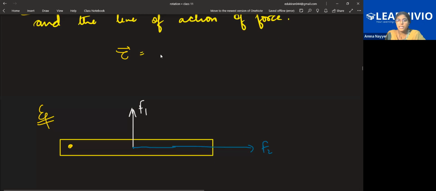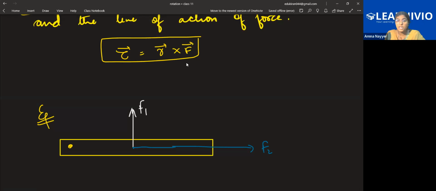Torque's formula is R cross F. The result of a cross product is always a vector, so torque is also a vector quantity. Its SI unit, because force is getting multiplied by the radius, is Newton meter. It's a very important topic. The way we talk about forces in every question, in every chapter, this is the significance of torque, because it is also a force, and you know forces are very important.